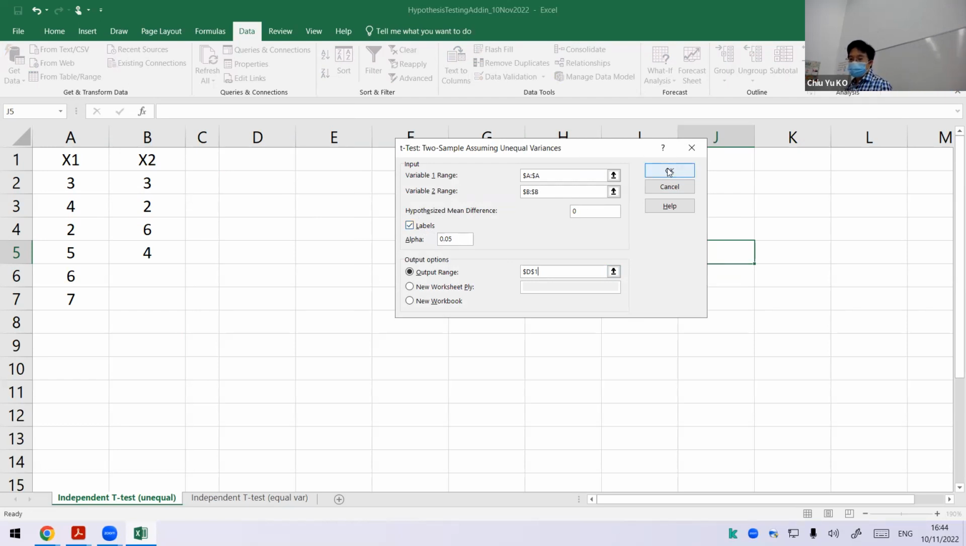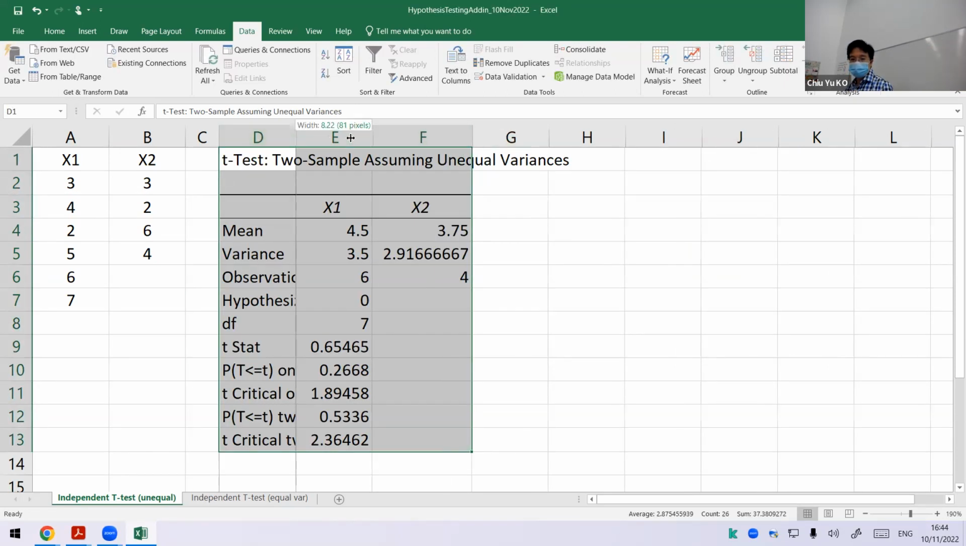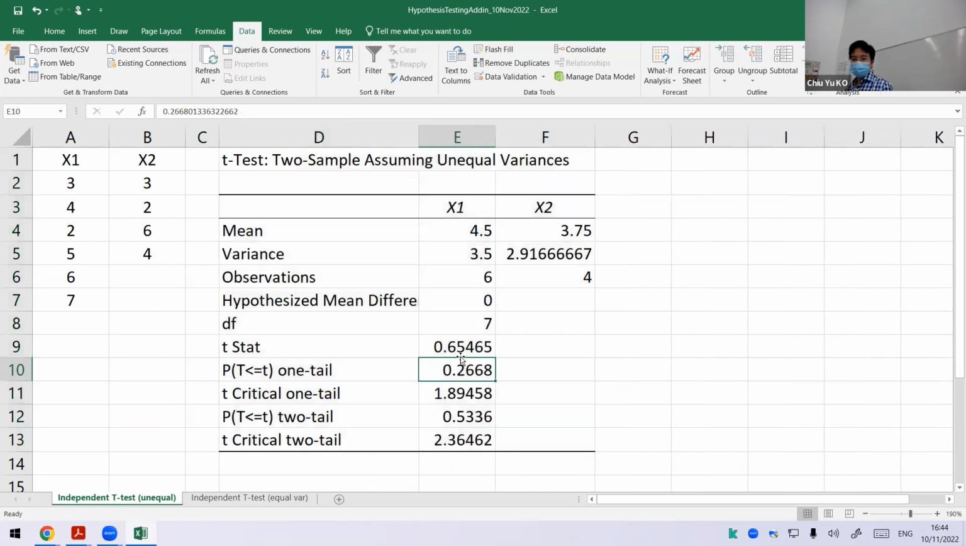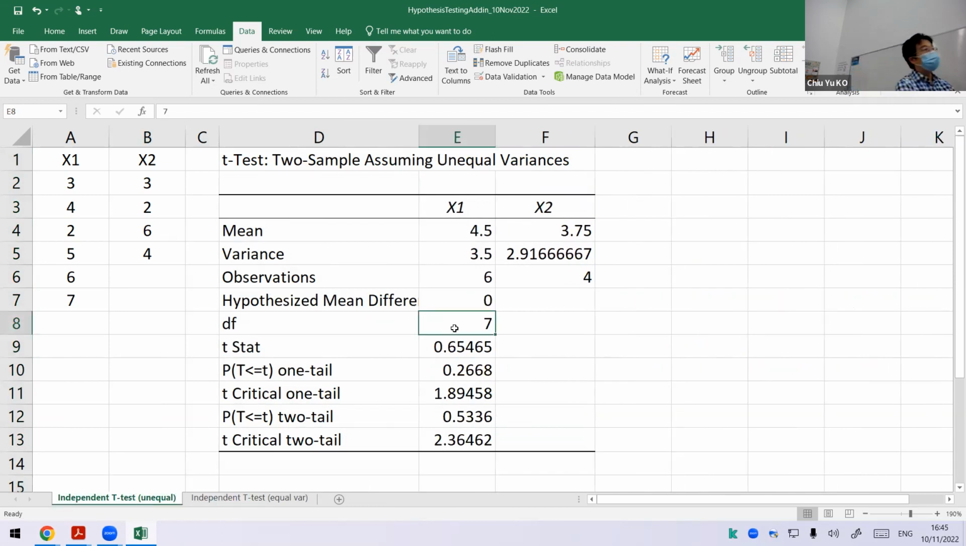Once you click OK, you can immediately see everything is there, right? So you have the T-stat, you have all the things. The degree of freedom is 7. This was 8, right? A little bit less, but you can easily see how to do the calculation. To check if you understand this or not, you should try to see if you know every single entry there. If you're able to calculate everything in this table, then you understand. If you are not, then you don't.